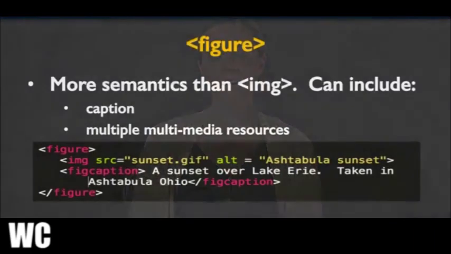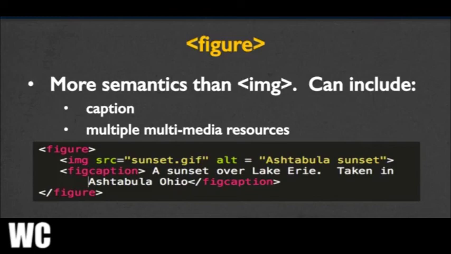Some of our other semantic tags have a little bit more oomph to them. So for instance, one of the new tags is the figure tag, and it has a lot more semantics than the image tag we've gone over previously. Every figure can include additional information. So you can include an image, you can include multimedia, you can include a combination of all of them.